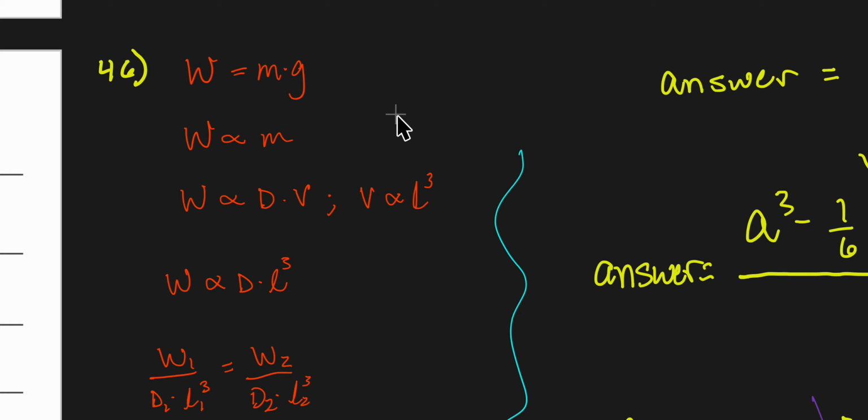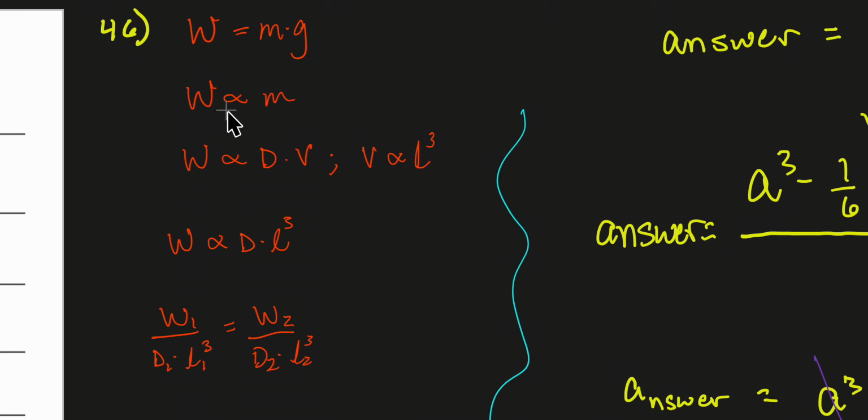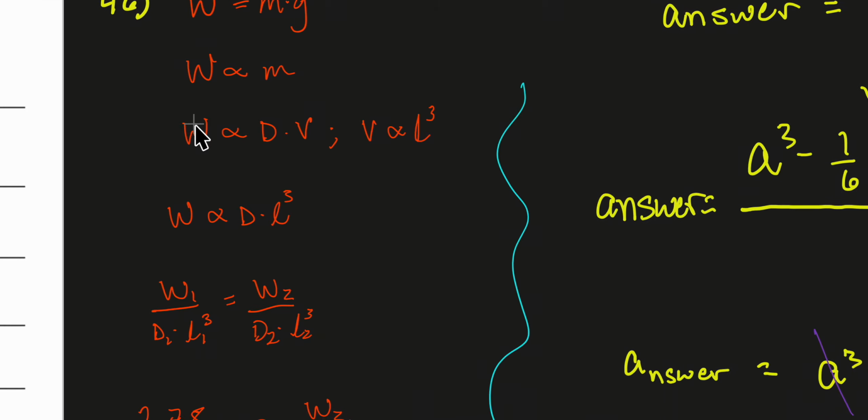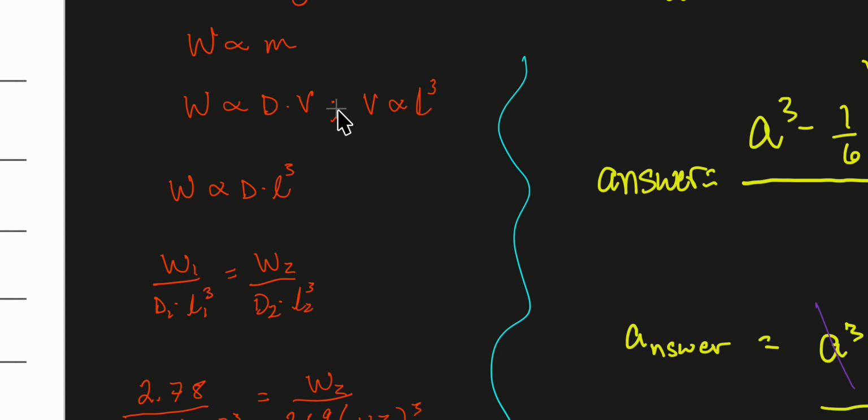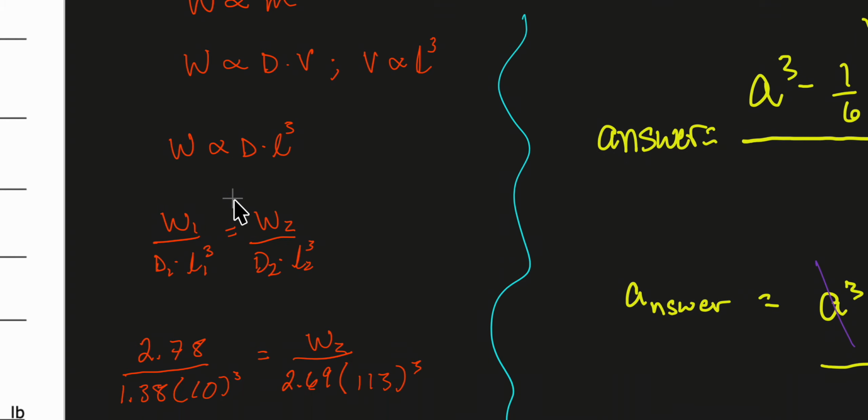Going back to some chemistry and physics, we recognize that weight is equal to mass times gravity, or acceleration due to gravity. And the weight is going to be proportional to the mass, since we're doing this probably on Earth in both of these scenarios, or both of these statues. And mass itself is equal to density times volume. And volume itself is proportional to length cubed. So that's kind of the big connection here. Putting this together, we get that the weight is proportional to density times length cubed.